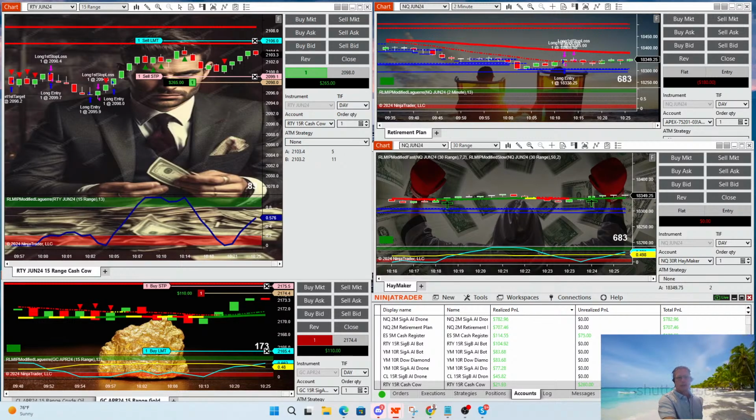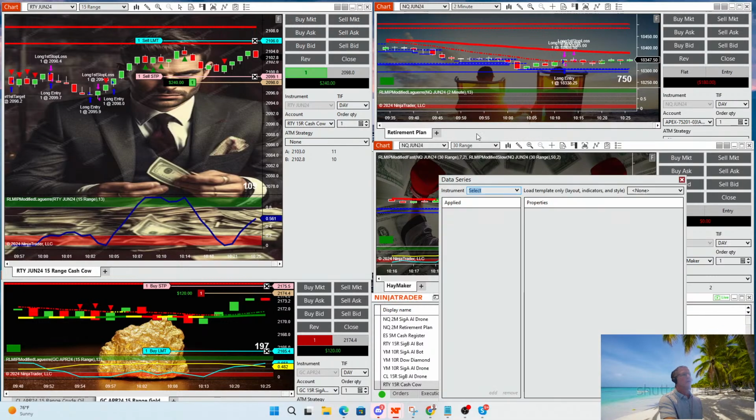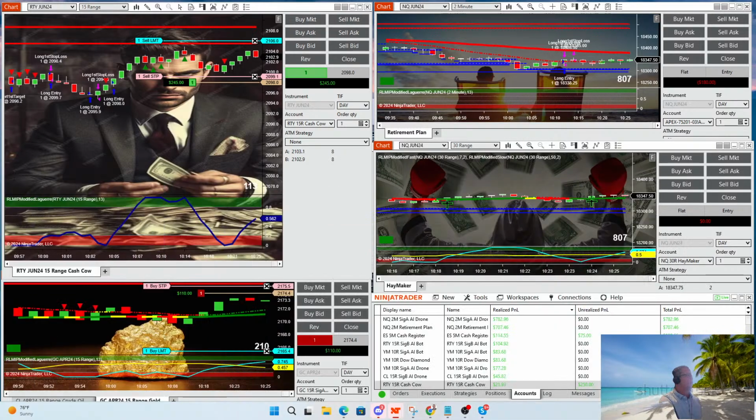Let me try to open a new retirement plan chart. Kind of been bugging me all morning.